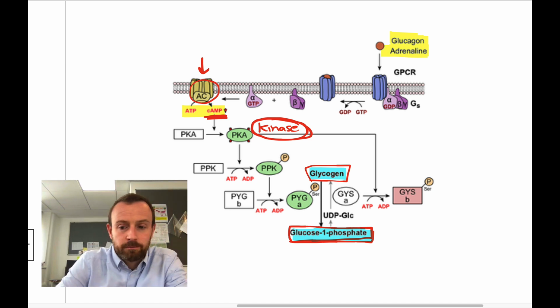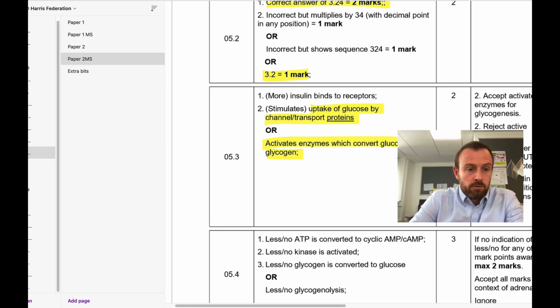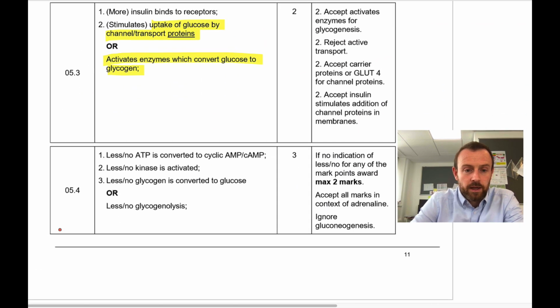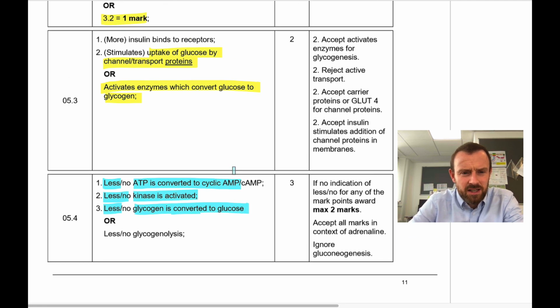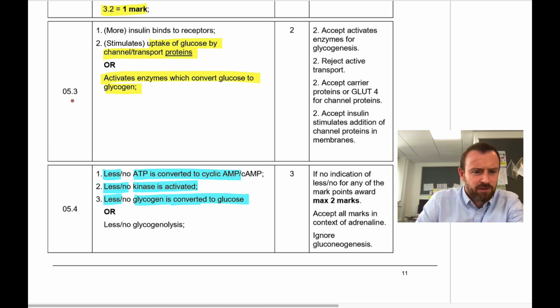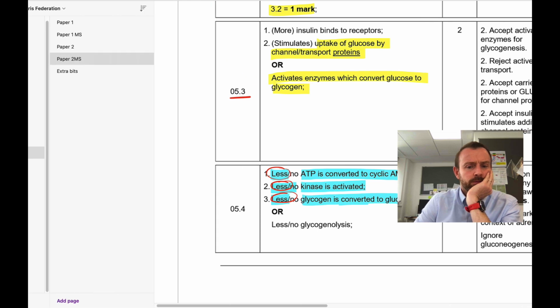Okay, let's check the mark scheme. Less ATP into cyclic AMP, less kinase is activated, and less glycogen converted into glucose. This answer is more what I was expecting for 5.3, to be honest: less, and less. I was expecting for 5.3 more, and more, but it was a bit strange, that one.